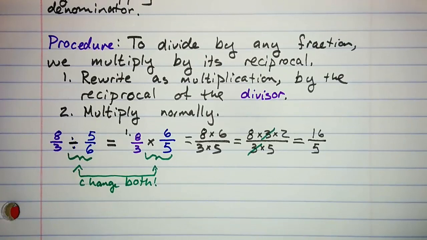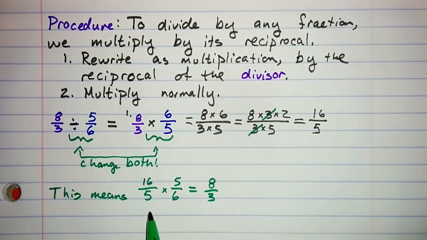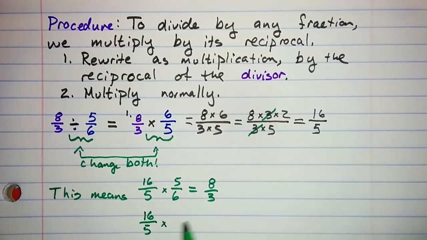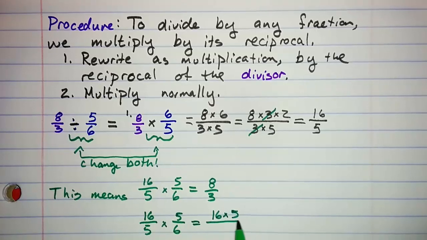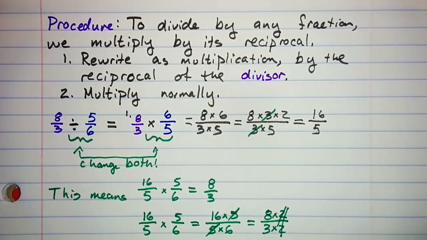We can confirm that by multiplying. This should mean that 16/5 times 5/6 equals 8/3. When we do that multiplication, 16/5 times 5/6, that's 16 times 5 over 5 times 6. I see an obvious common 5 to cancel. Then 16 is 8 times 2. 6 is 3 times 2. Cancel the common 2, and I'm left with 8/3, the way that I hoped.